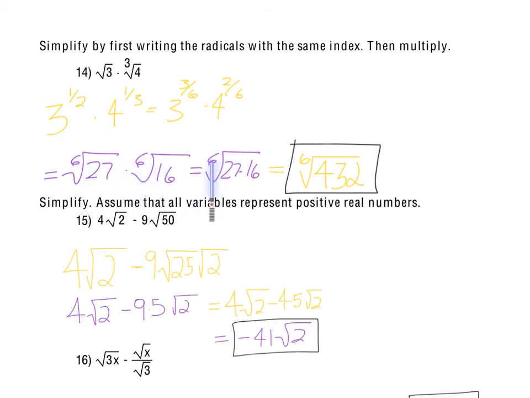They're both 6th roots, so we can multiply the 27 by the 16, we get 432, and again with those factors of 27 and 16, there aren't enough repeated factors to simplify or 6th root any factor from there, so that's why it just stays as it is.